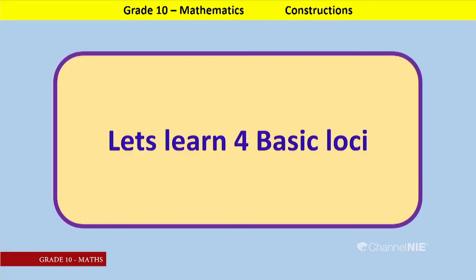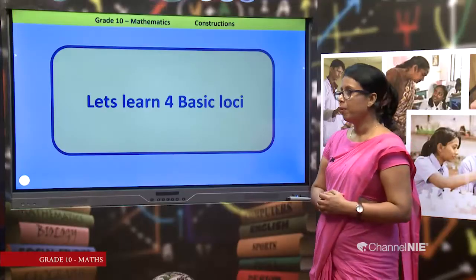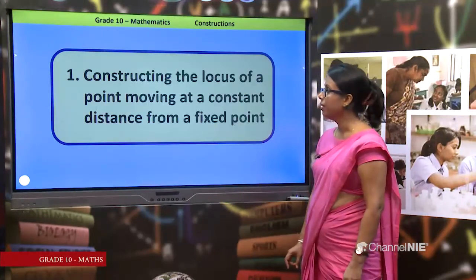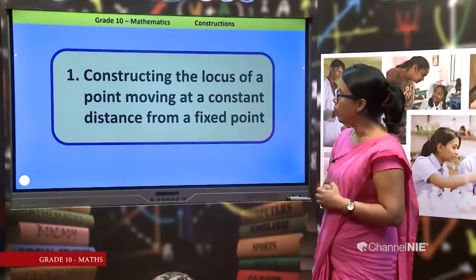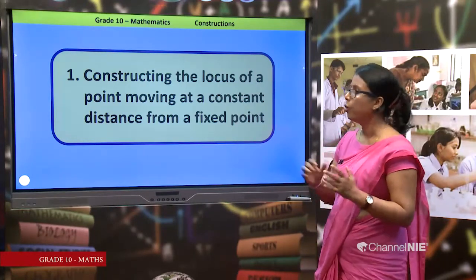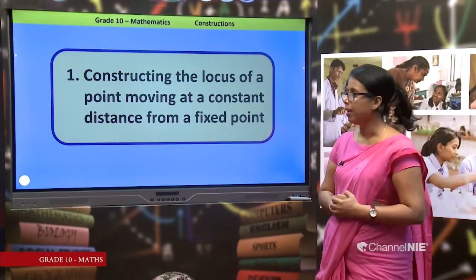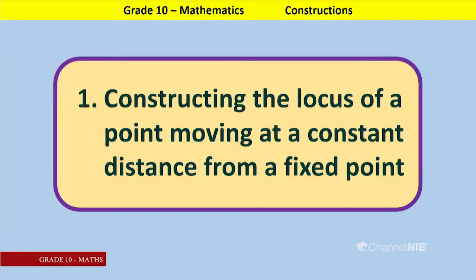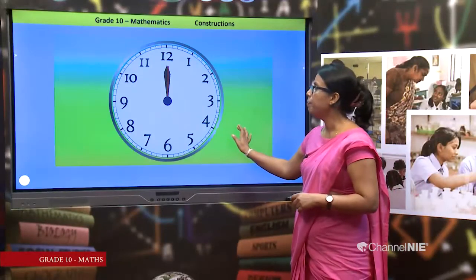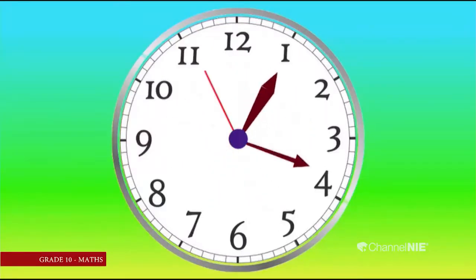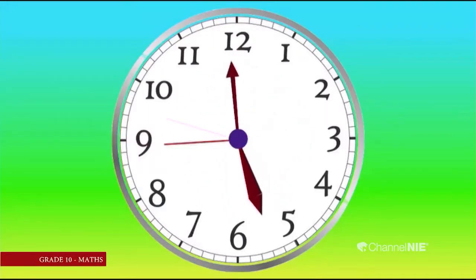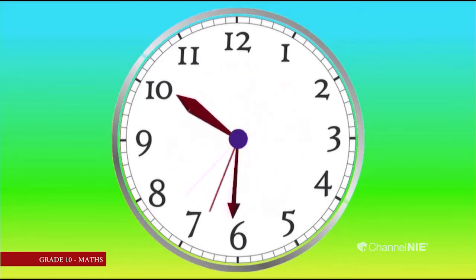Okay children, now let's learn 4 basic loci. Today, I am going to discuss with you 4 basic loci. The first one, constructing the locus of a point moving at a constant distance from a fixed point. Let's take an example. Look at these clock hands. The tip of a clock hand is moving at a constant distance from a fixed point.